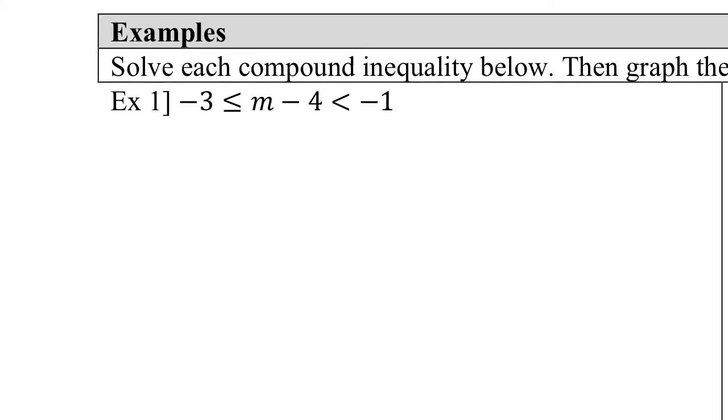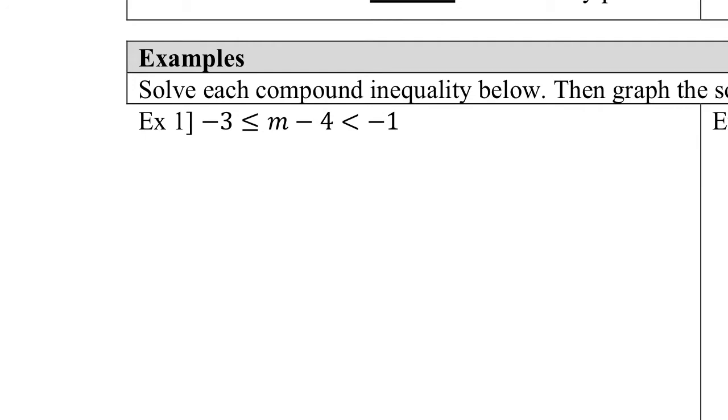Example 1, solve each compound inequality, then graph on a number line. This is one of the "and" inequalities because it has two inequality symbols. There's one inequality here and another one here. The way we solve these is we pretend that this left side does not exist for a minute, and we solve this like we normally would. If I want m alone, I'm going to have to add 4 to both sides. But I don't only have a right side, I also have a left side. Since I added 4 to the middle and the right, I'm going to have to add 4 to the left. So you're doing it 3 times.